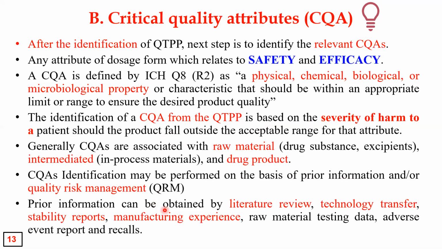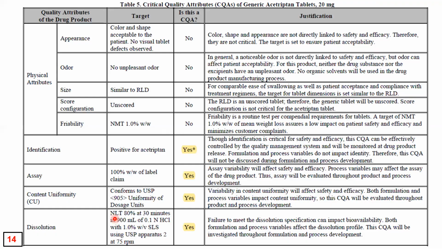Prior information can be obtained from literature review, technology transfer, stability reports, manufacturing experience, etc. With that much domain knowledge, you can understand which factors are really important to consider as critical quality attributes. For a better understanding, you can see this table, which is related to the current product, Zolmitriptan. There are a number of critical attributes, right? But whether to consider everything or not, we have to see, because the more critical attributes you consider, the more headache and the more problems you have to face during the development process.